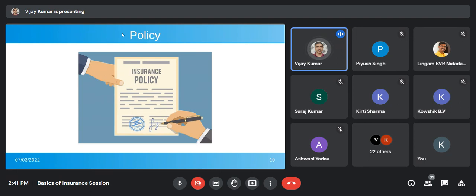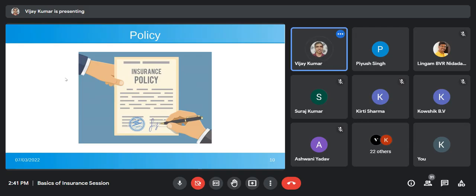So again, if I have to define policy, it is a contract between the insurer carrier and the customer. Customer is the person who is going to buy that particular insurance, the person who is looking to cover the risk, and the insurer carrier is the carrier which is going to cover that risk for the other party.